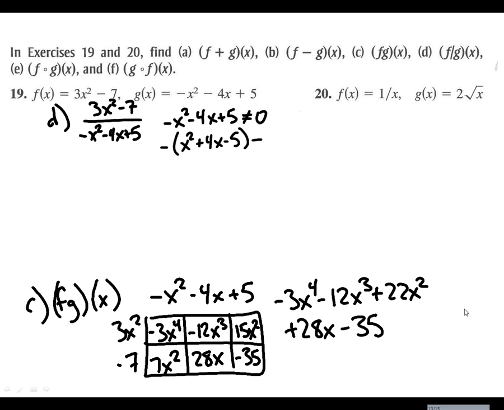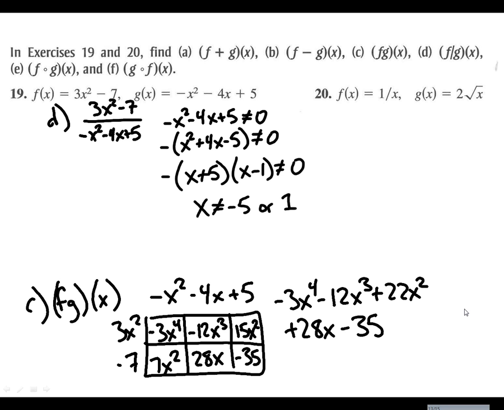So what multiplies to 5 and subtracts to 4? How about positive 5 and negative 1? So what can x not equal? X cannot equal negative 5 or positive 1. You need both parts to be correct for problem D.